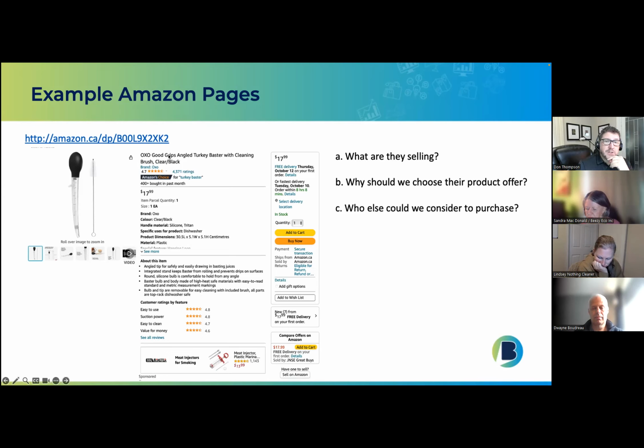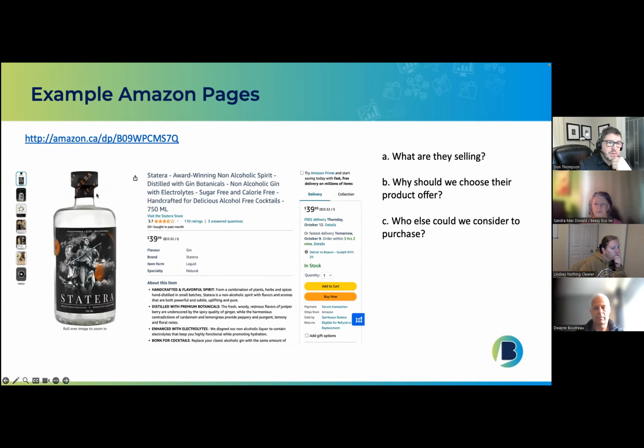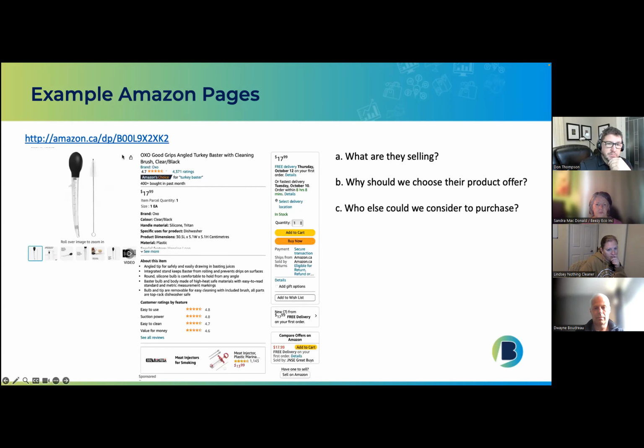The title, OXO Good Grips Angled Turkey Baster with cleaning brush, clear black. They're selling an angled turkey baster. And that's really the only keyword that they're really going after, this whole turkey baster thing. And they're going to just dominate that because there's going to be a lot of click conversion going on. Now they have some pictures showing different sizes, what you get with it. This is totally within terms of service. It's fine. And they have some videos as well.